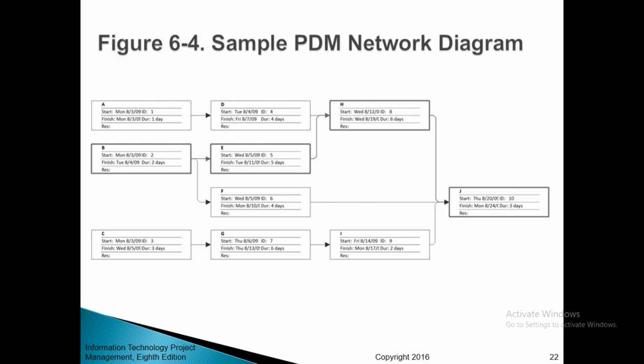Figure 6-4, sample PDM network diagram. In a PDM diagram, tasks are represented as boxes or nodes. These boxes represent the specific tasks to be done. The arrows show the sequence in which tasks must be completed, following the order of the arrows.